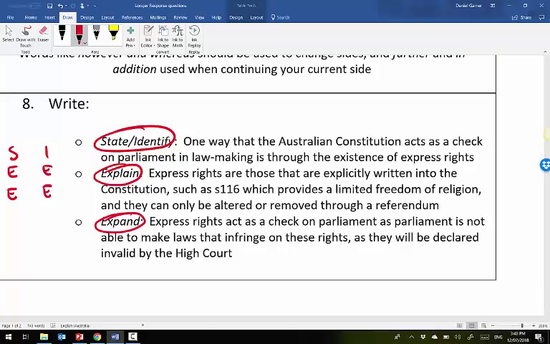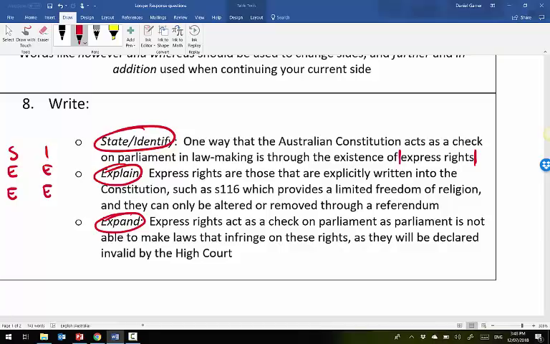If I'm talking about express rights, one way that the Australian Constitution acts as a check on Parliament in lawmaking is through the existence of express rights. Done. All I do there is I just state express rights are a check on Parliament. I don't provide anything else. Then I explain what this means. Express rights are those that are explicitly written into the Constitution, such as Section 116, which provides a limited freedom of religion, and they can only be altered or removed through a referendum.